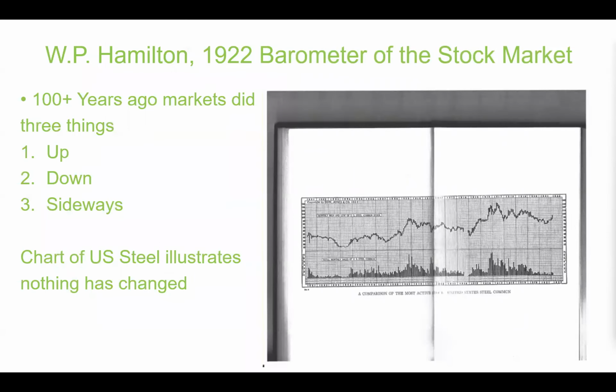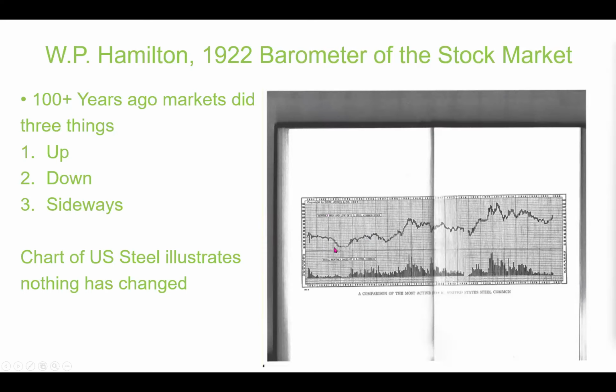Now, I just want to get one thing out of the way before we go any further. Nothing has changed with price behavior since we've been using technical analysis on charts. And just to illustrate that, this is a chart from a book that I have from 1922 by W.P. Hamilton. He worked with Charles Dow, and he took over as the editor for the Wall Street Journal, and his book Barometer of the Stock Market expanded on Charles Dow's ideas.